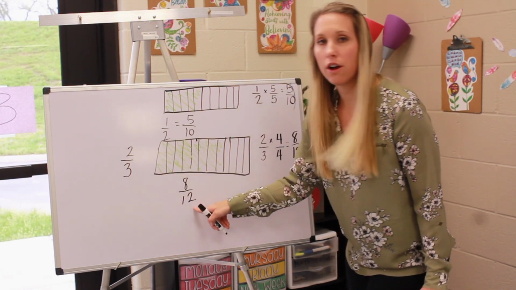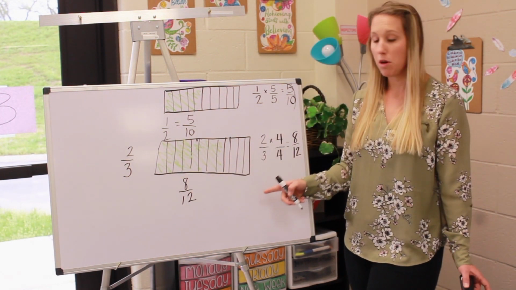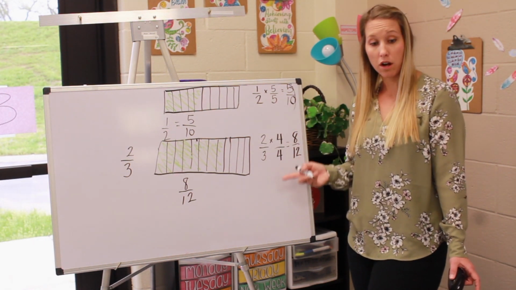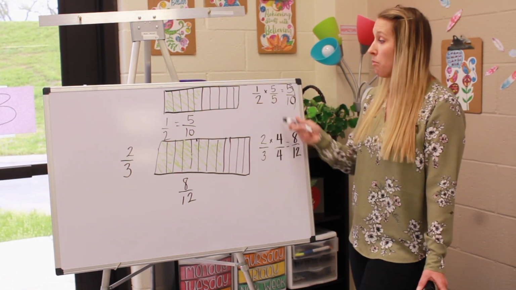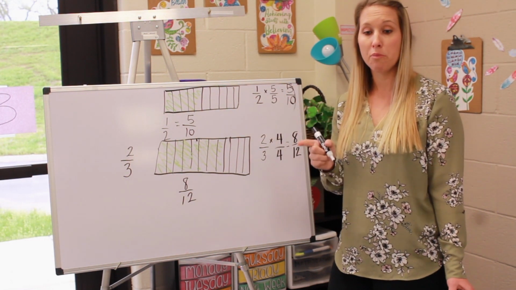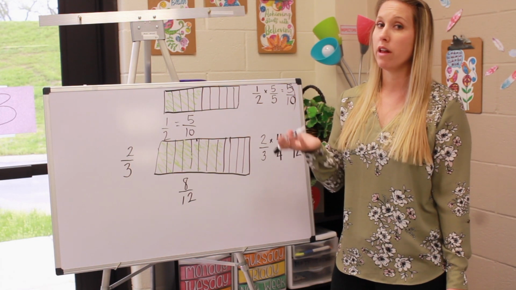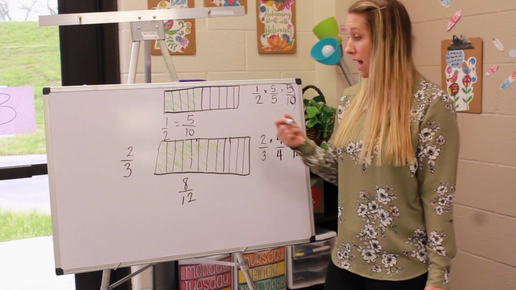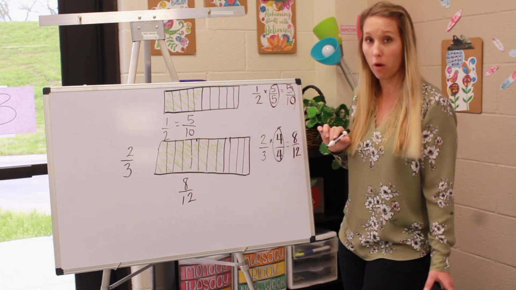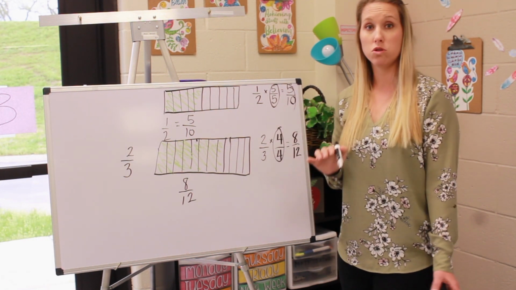8/12. 2/3 is equivalent to 8/12. So does the method work? It does work. We can multiply the numerator and the denominator by the same number to create an equivalent fraction. The reason that works is because 5/5 and 4/4 are both equal to 1.